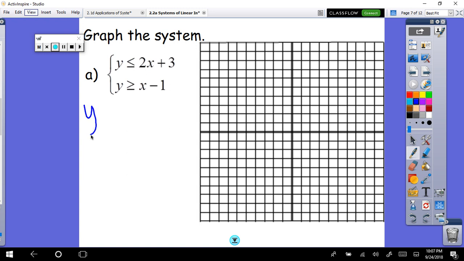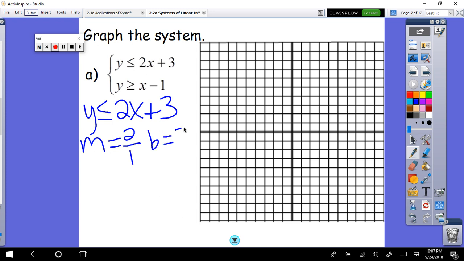So both of these lines are already in slope-intercept form. So if I look at the first one here, it has a slope of 2, or that's 2 over 1, and a y-intercept of positive 3. So I'm going to start at positive 3, and then from positive 3, it's a slope of 2, so up 2 over 1. Up 2 over 1, or down 2 and left 1, down 2, left 1.